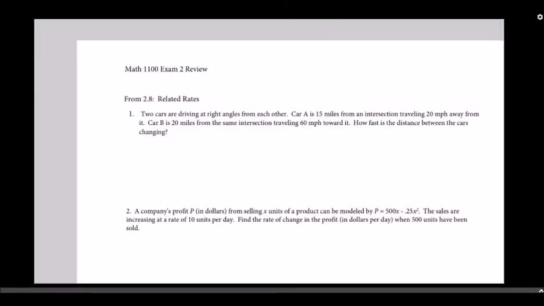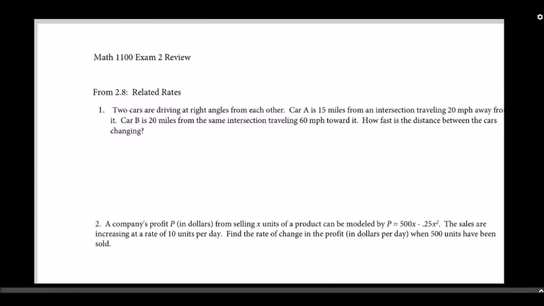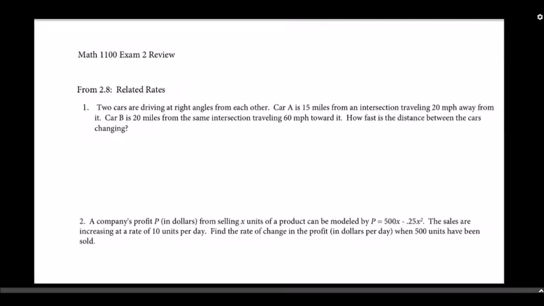Okay, this is the Unit 2 review for Math 1100. Question 1 comes from section 2.8. So we have two cars driving, one away from an intersection, one towards it.